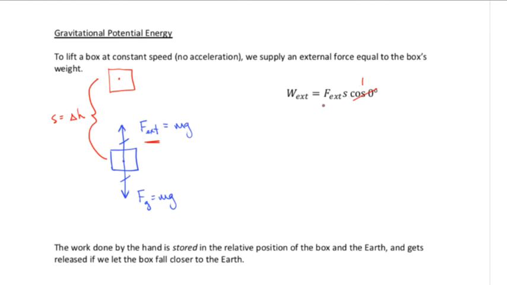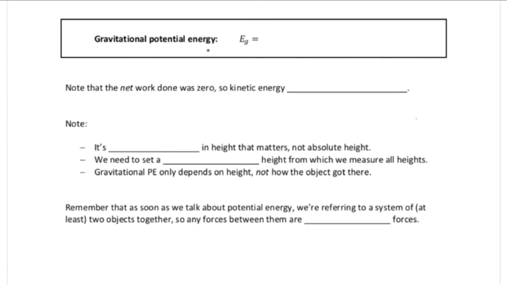So the force that I've supplied, the external force, as we said, is equal to mg, and the displacement is equal to delta h. Cosine of 0 is 1, and what I've got is that the work external that I've supplied is equal to mg delta h. And that work is stored now in the relative position of the box and the Earth. The Earth is down here somewhere. And it would get released if we let the box fall closer to the Earth. It would get released as kinetic energy. So what we've seen then is that that work was stored as gravitational potential energy.